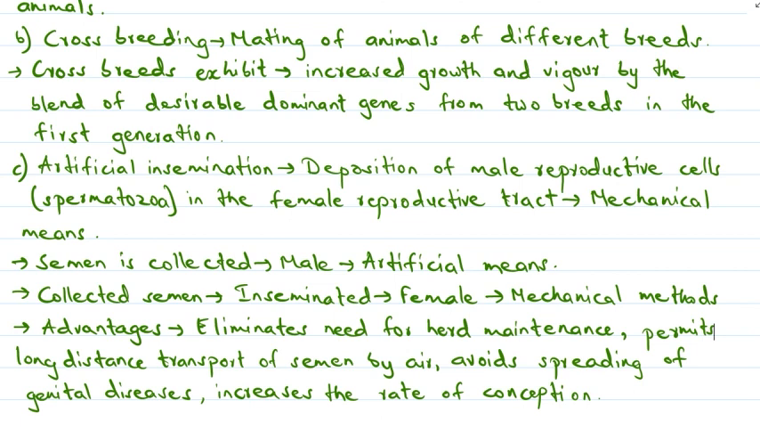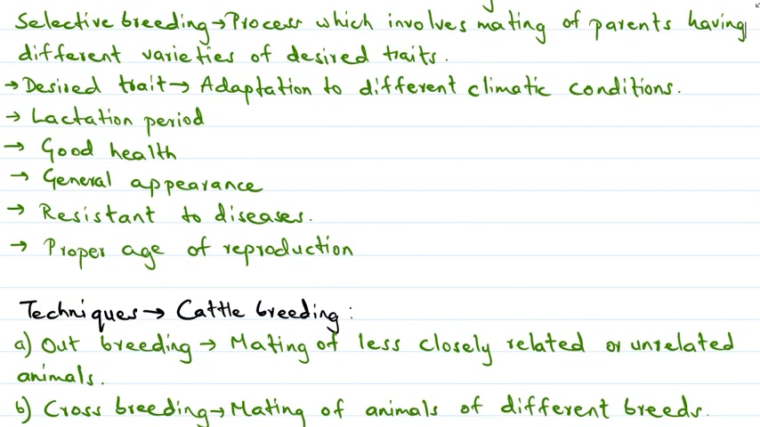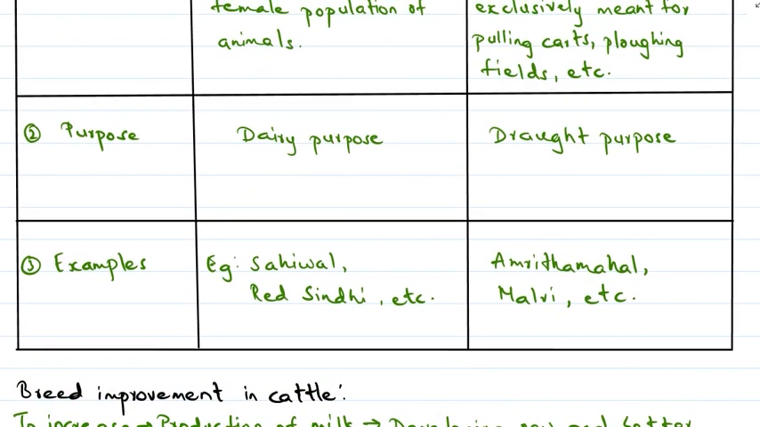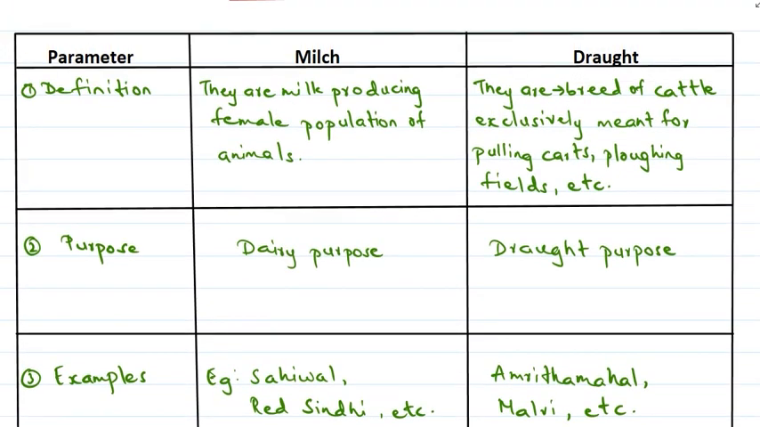Now let's quickly revise everything that we have covered today in this segment of cattle farming. So we had first discussed the difference between milch and draught breeds of cattle. First we discussed the definition. Milch are the milk producing female population of animals, whereas draught are the breed of cattle that are exclusively meant for work like pulling carts, plowing fields, etc.